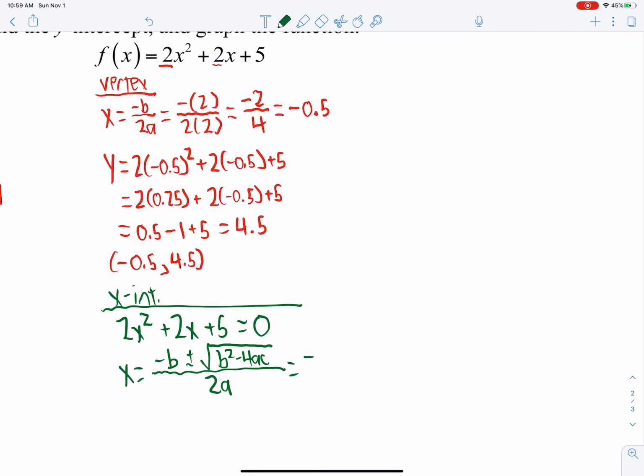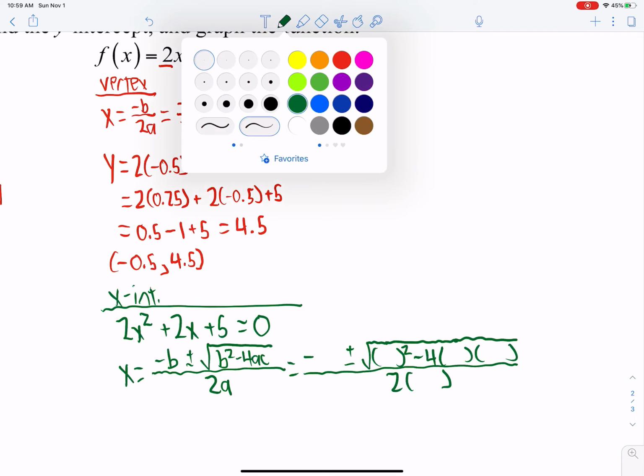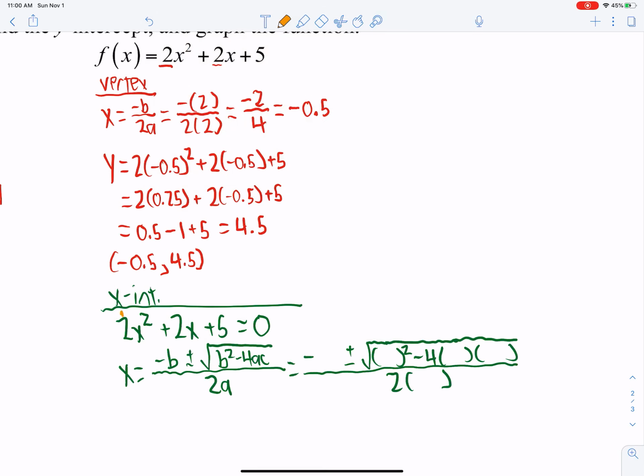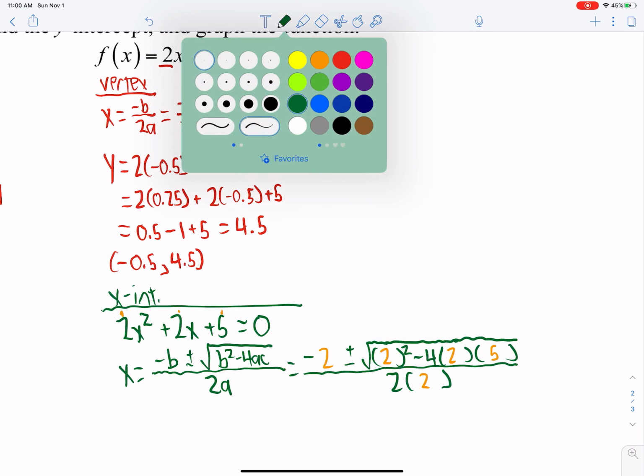So we have negative plus or minus square root a number squared minus 4 times one number times another number, all that over 2 times a number. Now for this equation, a is 2. So everywhere that there's an a in the formula, we put a 2. B is also 2. So everywhere there's a b in the formula, we put a 2. C is 5. So we put a 5 in the formula for c.